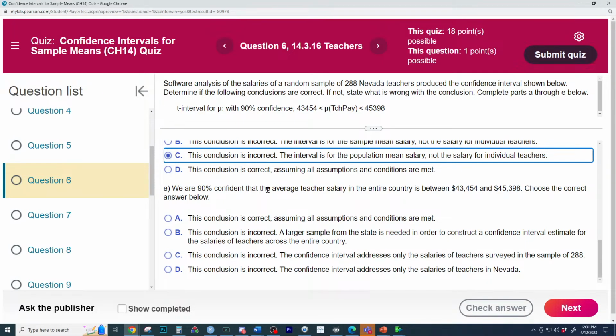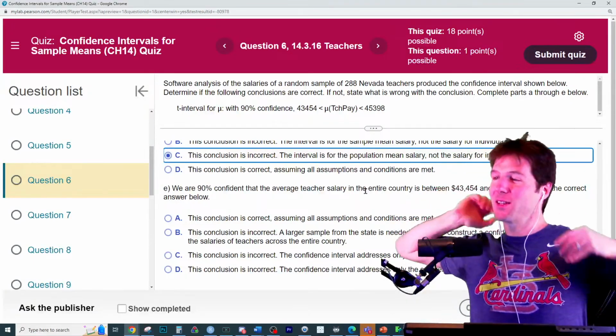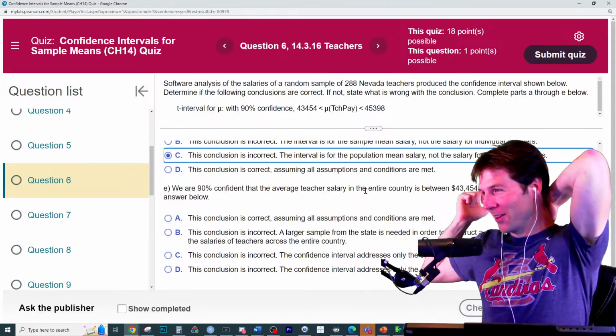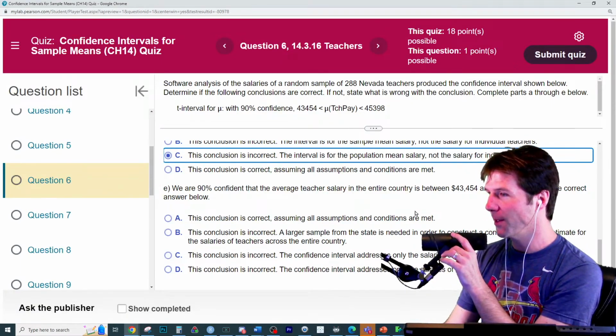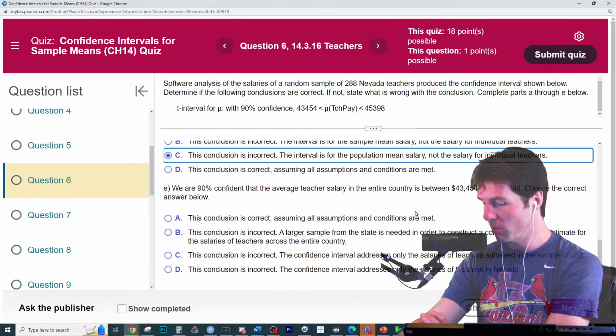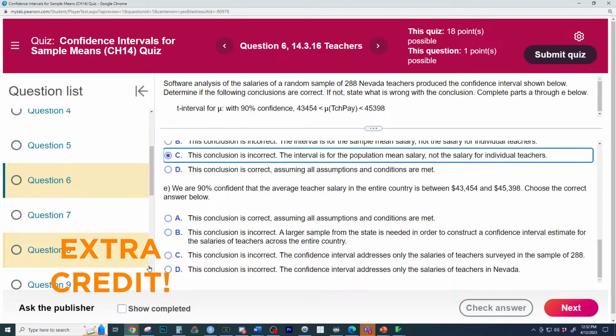We are 90% confident that the average teacher salary in the entire country. No. Just when you read that, it goes outside the scope of the data they collected. Our sample has to be representative of the population we want to understand, not from the state right there. Out of the scope, yeah. So great job, Jesse. Yep, the conclusion is incorrect. The confidence interval only addresses the teachers in Nevada.